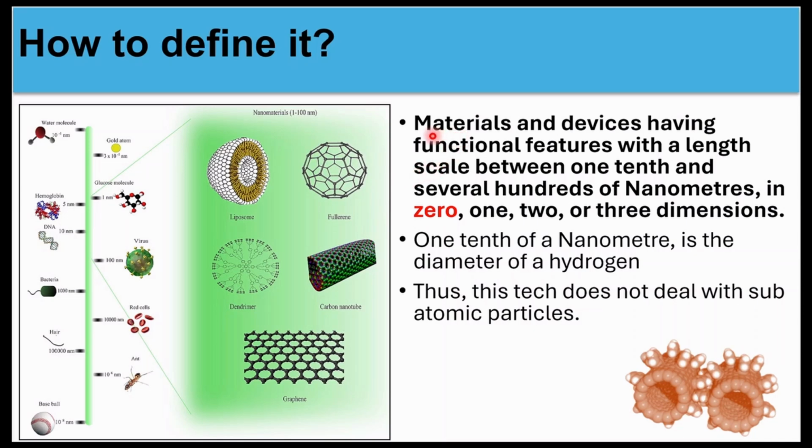So to define it, materials and devices having functional features with a length scale between 1/10 and several hundreds of nanometers in 1, 2, or 3 dimensions. The 0, I just added to represent a quantum dot. 1/10 of a nanometer is the diameter of hydrogen, that is, 1 angstrom. Thus, this technology does not deal with subatomic particles. We are not going below the atomic scale. This means we are working at extremely small scales, but still not at the level of subatomic particles.